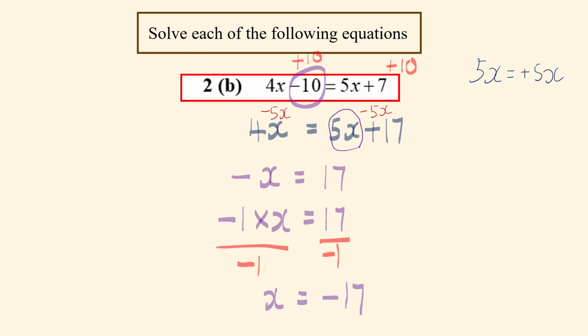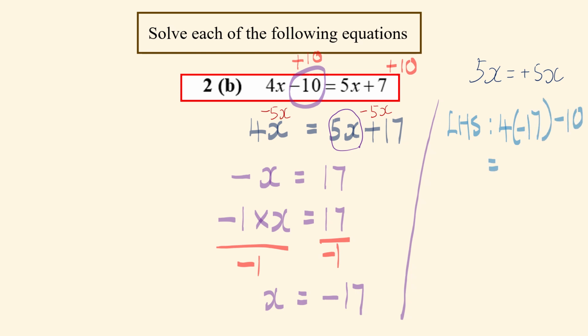All right, so how do you know that your answer is correct? We can actually do a check. So how do I do a check? I'm just going to substitute x equals to negative 17 into 4x minus 10. So that is my left-hand side, right? Okay, so I'm going to substitute x equals to negative 17 into 4 bracket negative 17 minus 10.